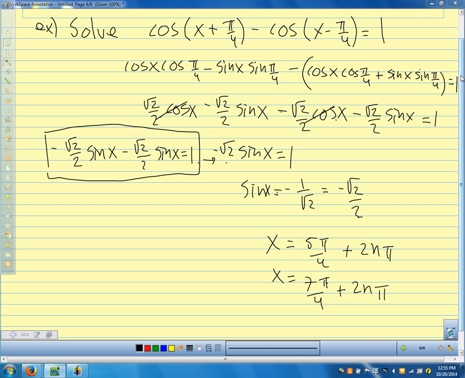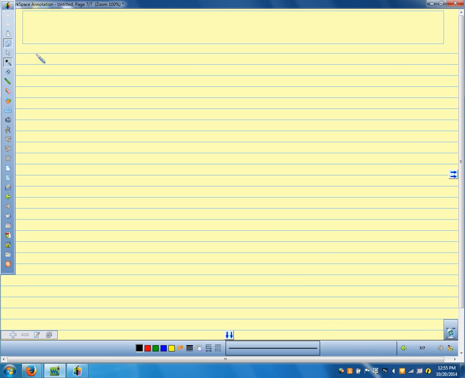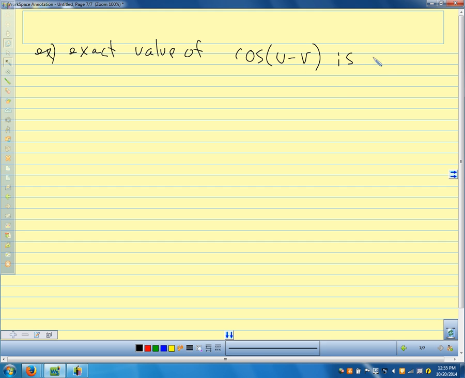All right, one more example. We want the exact value of cosine of u minus v if sine u equals 5/13, cosine v equals -3/5, and u and v both in quadrant 2.